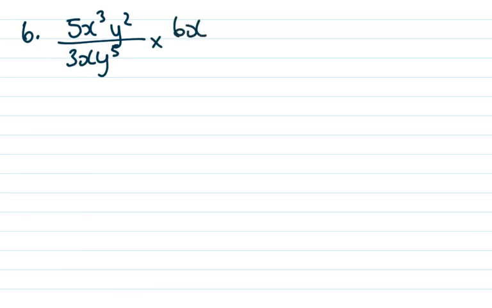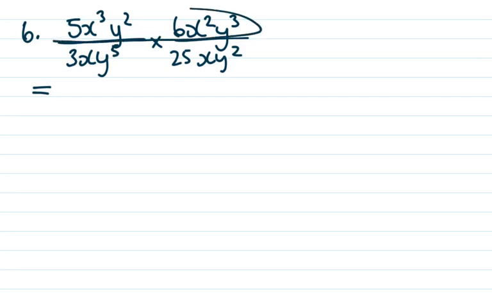Number 6. 5x cubed y squared divided by 3xy to the power of 5 times 6x squared y cubed divided by 25xy squared. All right, so I'm going to simplify this by first multiplying across the numerators and across the denominators.